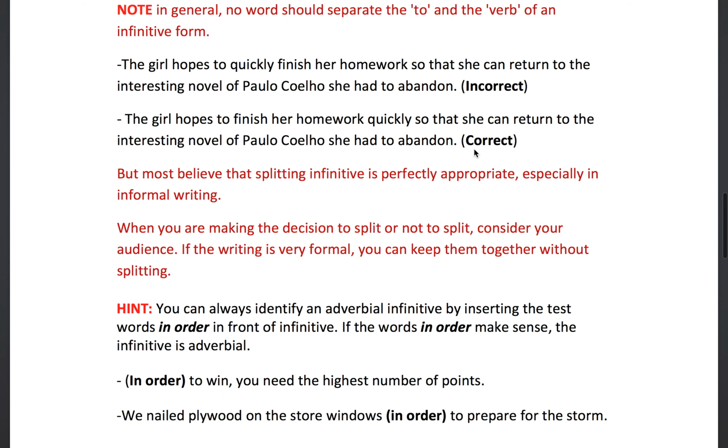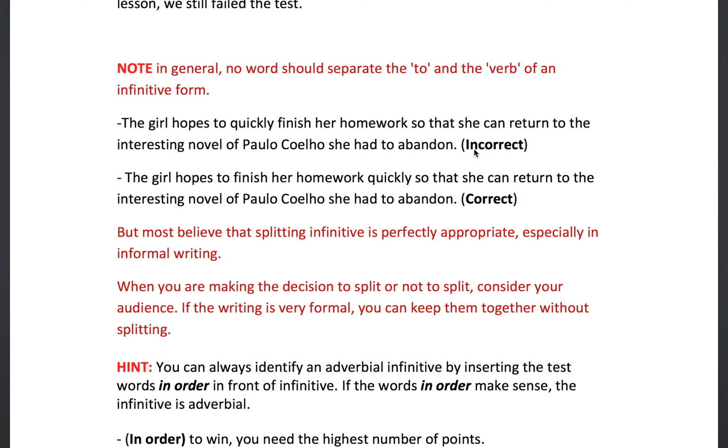But it's actually informal. It's incorrect if you do it in formal writing. For example, here: the girl hopes to quickly finish. We have quickly between to and finish, which is the infinitive of the verb. Okay, it's incorrect. Why? Because it's informal. But here you can see: the girl hopes to finish her homework quickly. Quickly is coming here and you have to and finish together.